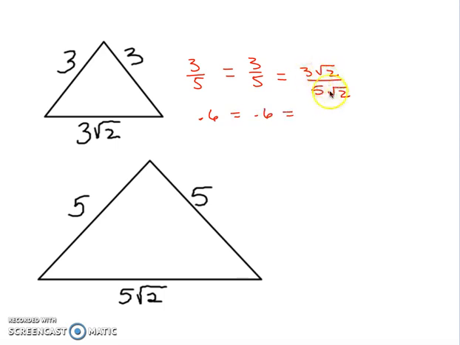But for this last one, even though it looks like it's more complicated, we could just cross off those 2 square roots of 2, and we still have 0.6 or 3/5. So we would say for this, yes, these two triangles are similar based on the side-side-side theorem.